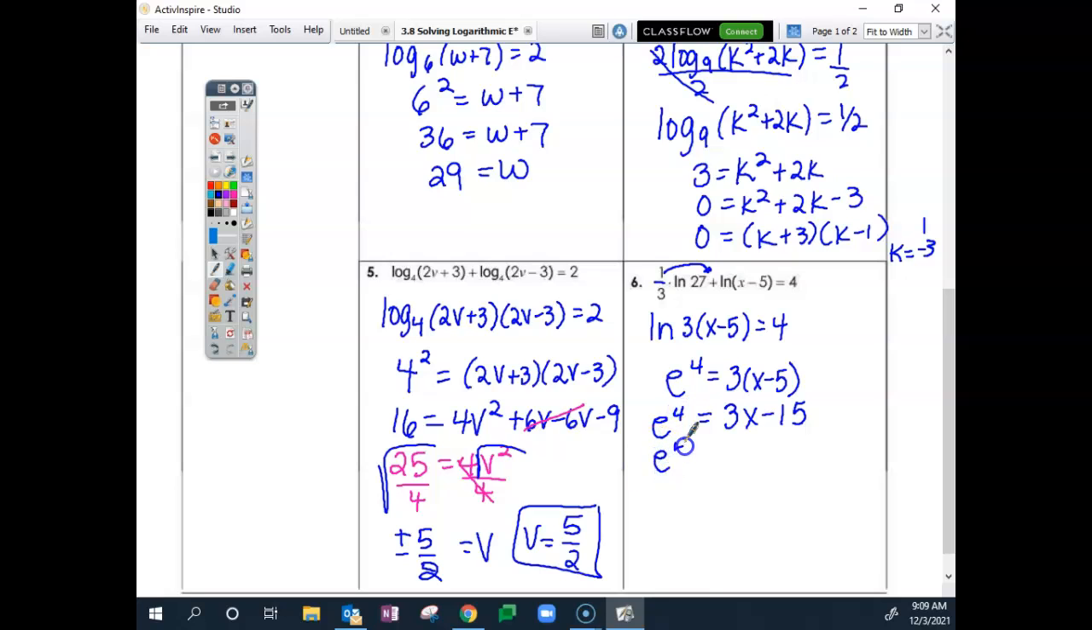You're going to add the 15 and then divide by 3. Everybody get an answer on your calculator. Make sure yours matches. Yeah, unless you know e to that power in your head. I got 23.199.